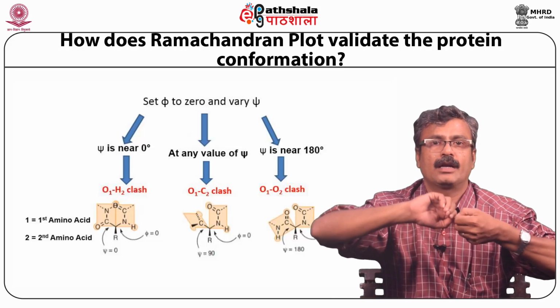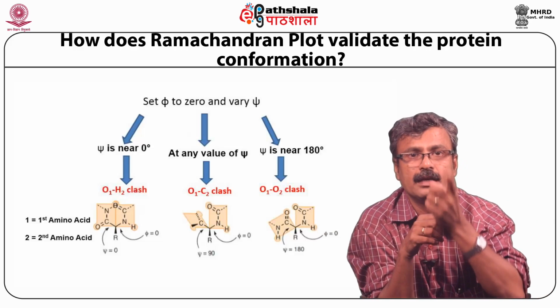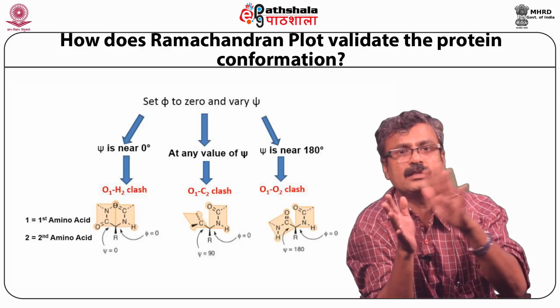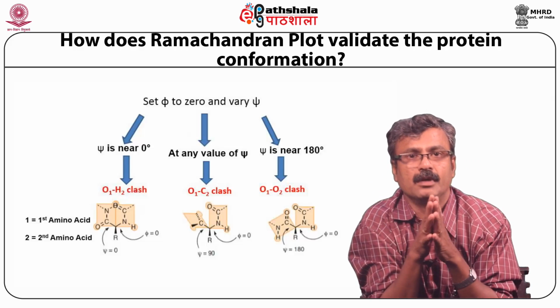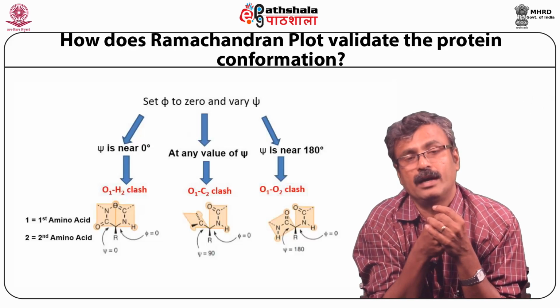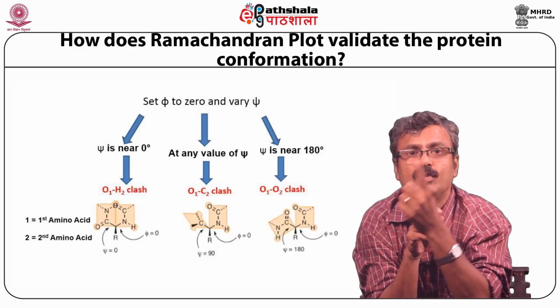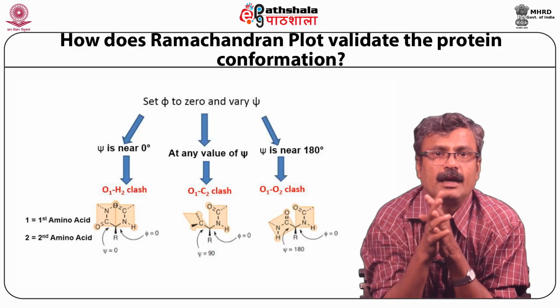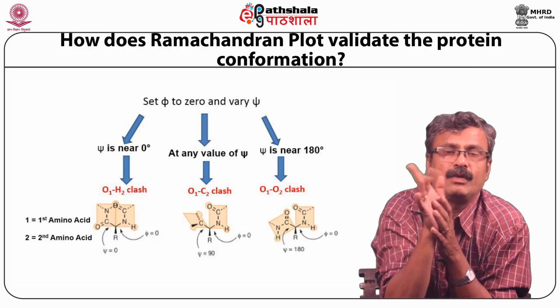be twisted or can be rotated, because NC is a single bond, CC also a single bond. When there is a single bond, obviously rotation is possible. So the relative orientation of these two peptide units with one another can be explained with these two torsion angles. So phi is N-C alpha and psi is alpha C prime.